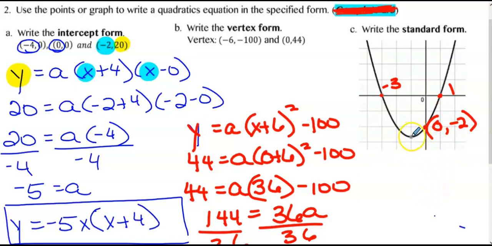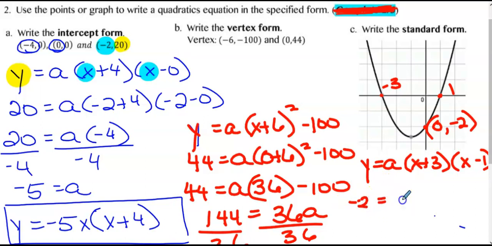I don't need this point. This one's like between two lines, and I don't want to try to estimate what that is. That would be too hard to do. So my intercepts are right as factors. Remember, you're going to take the opposite of these numbers to put them in the parentheses. I need to find A, so I'm going to use this point right here to find A. -2 plugs in for Y, and 0 for X.